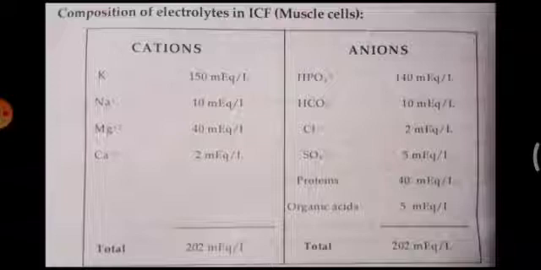And in the right column, anions, you can see HPO4, HCO3, Cl and SO4 carrying negative charge along with protein and organic acids. All these combined together also equal 202 milliequivalents. So the total number of cations and anions in ICF is also equal, thereby maintaining electrolyte balance. If there is any imbalance between the number of cations and the number of anions, it is called electrolyte imbalance.